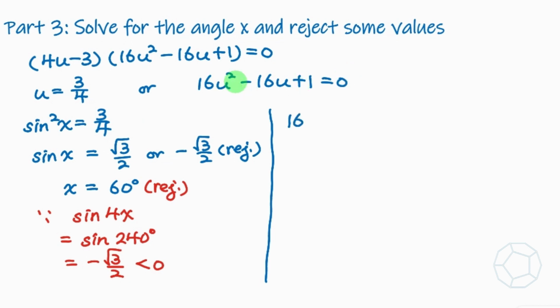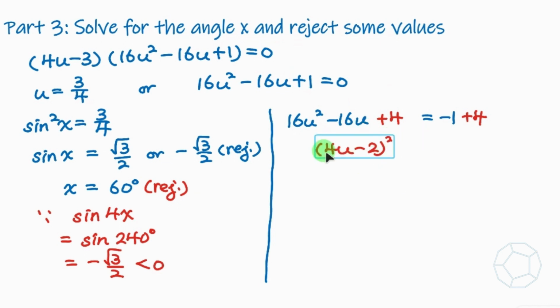First of all, we keep the first two terms, 16u squared minus 16u, on the left, and then put the term 1 to the right hand side as negative 1. On both sides of the equation, we're going to add a constant so that the left hand side is a perfect square. We're going to add 4 on both sides. Therefore, the left hand side is actually (4u minus 2) squared.